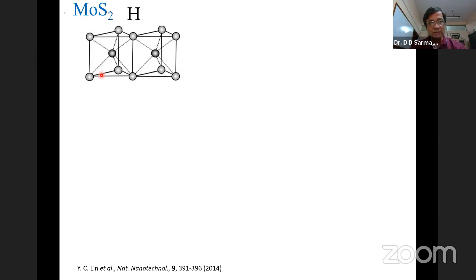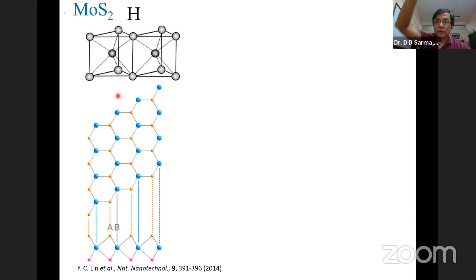This forms a triangle, that forms a triangle, and this triangle and that triangle eclipse each other, one on top of the other. So that's my MoS2. So it's a trigonal prismatic structure. And if I look from the top down, then of course this one eclipses that one.